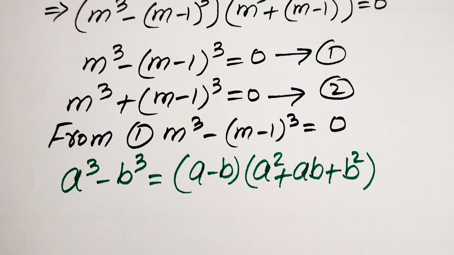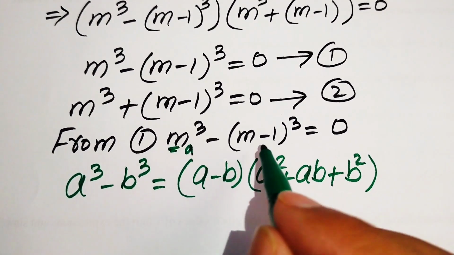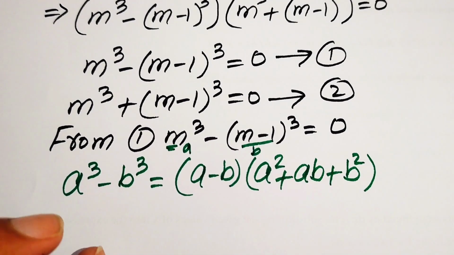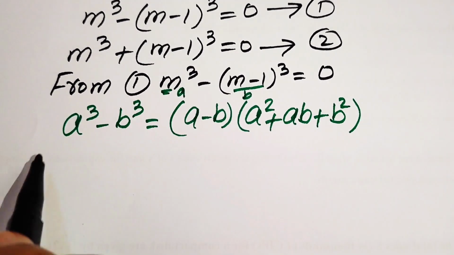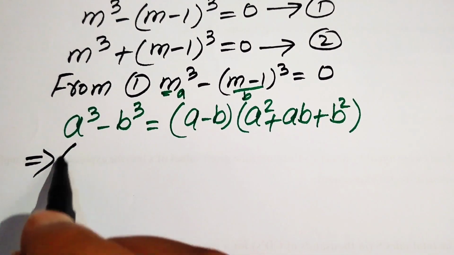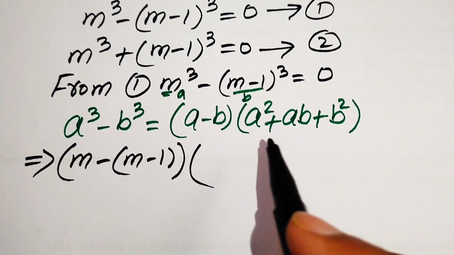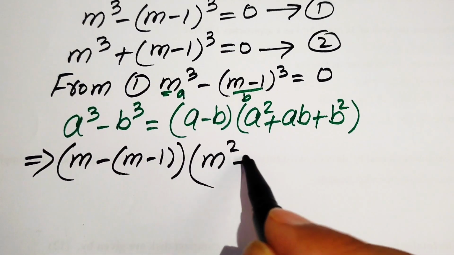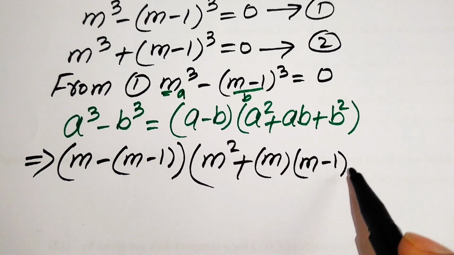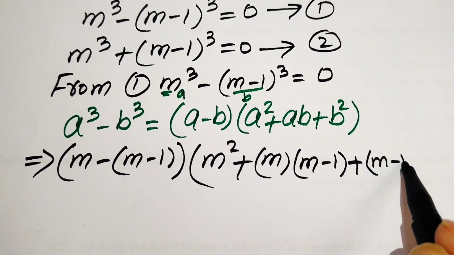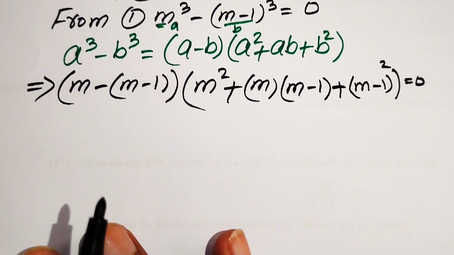If you focus here, you see that a is equal to m and b is equal to m minus 1. Now we use the formula on the above term, and it will be written as (a minus b), so a is m and b is m minus 1, times (a square, so m square, plus ab, which is m times (m minus 1), plus b square, which is (m minus 1) square), and this whole equals 0.